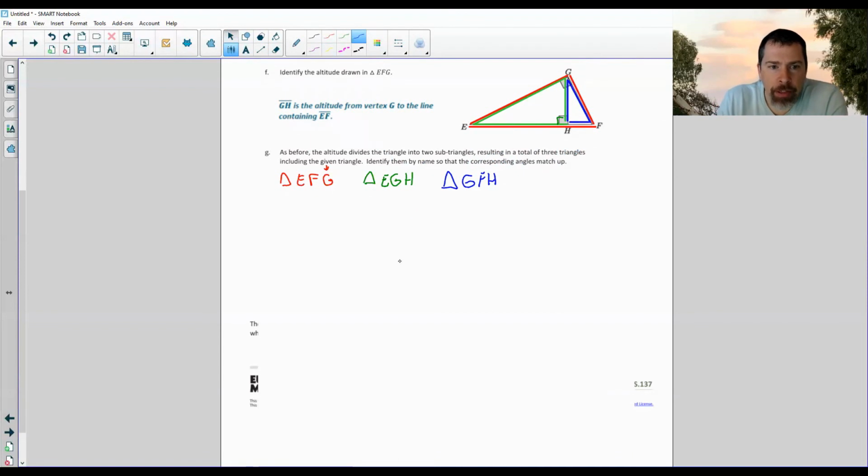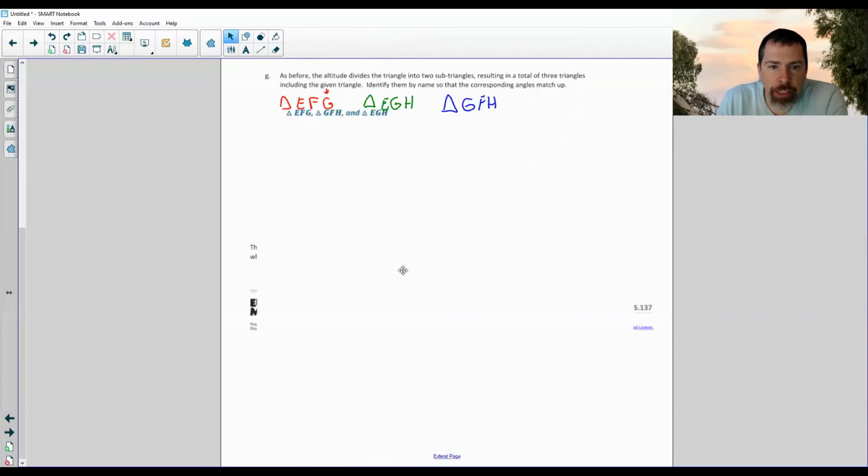Okay, so let's see how we did. EFG, GFH, EGH. Okay, so they just put the blue one first and then the green one. So, okay, they match. So I can put this second and this. Oh, let's just leave it at that.